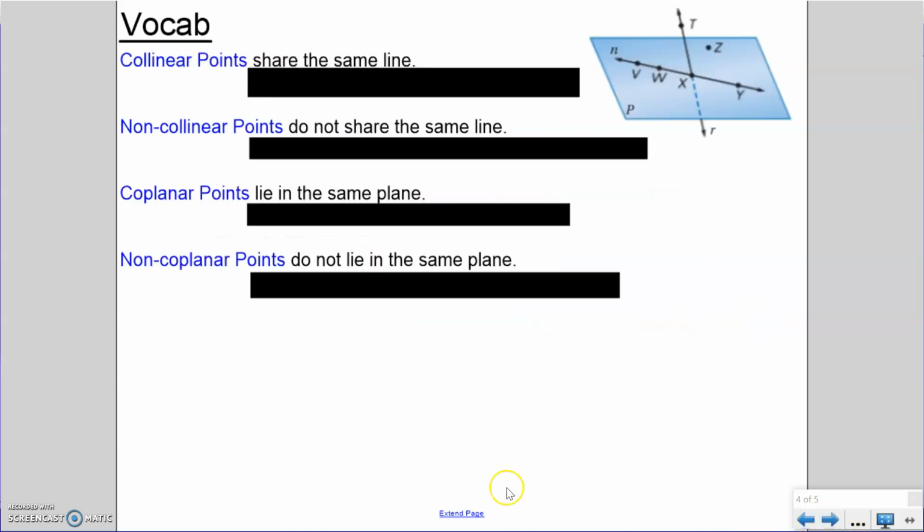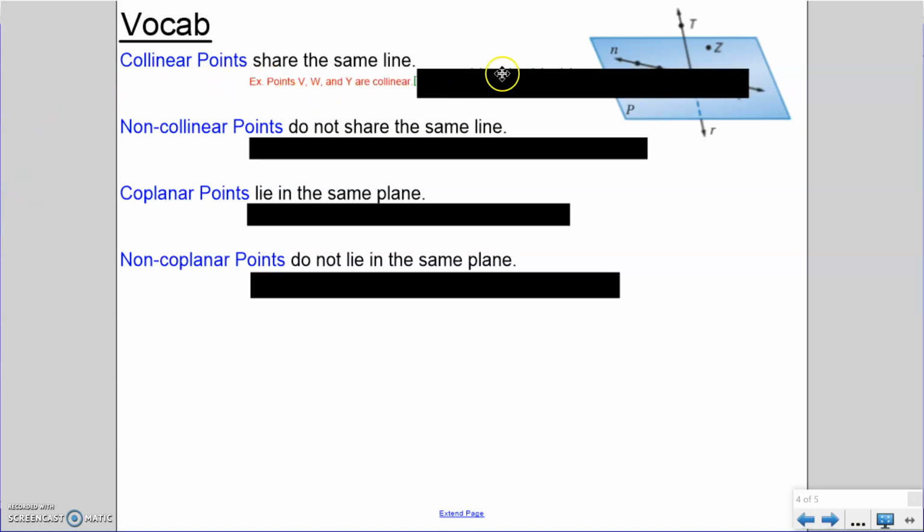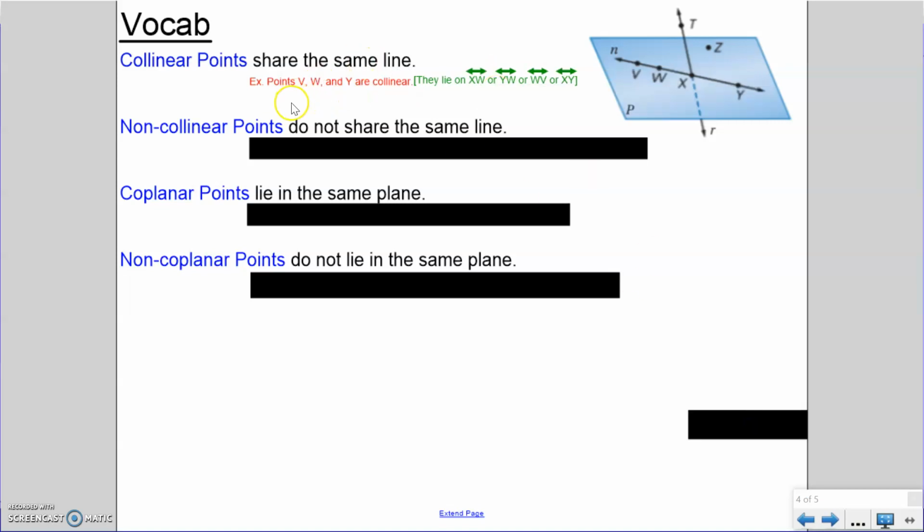Alright, some other vocabulary. Collinear. Collinear are points that share the same line. So for example, right here, points V, W, and Y, V, W, and Y all on the same line. They're on this line N. So you can say they're on line XW, or line YW, or YV, or XY.